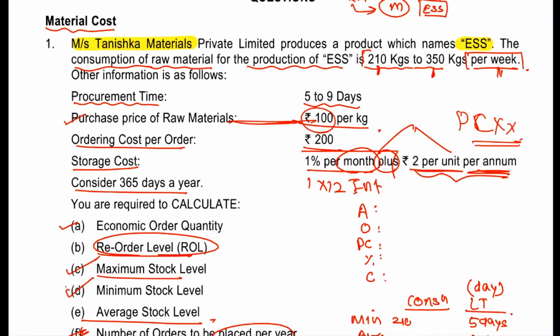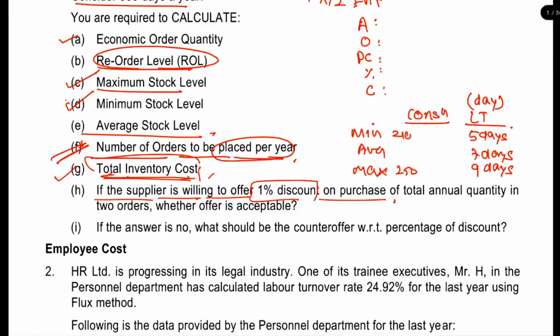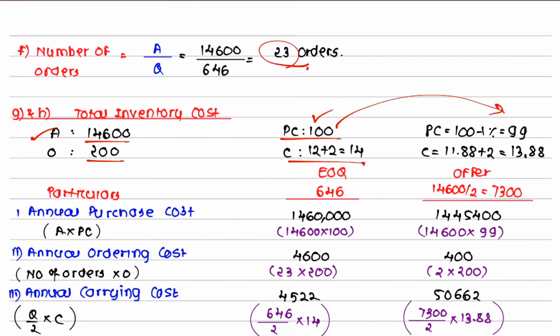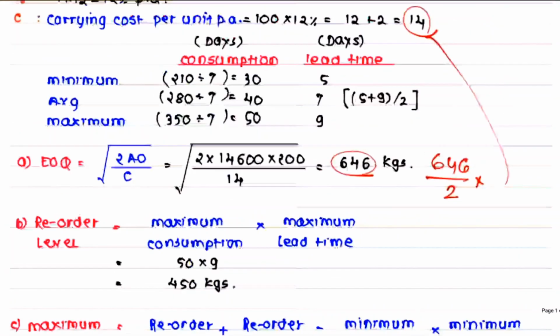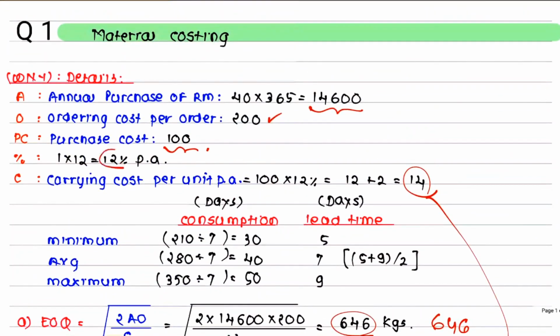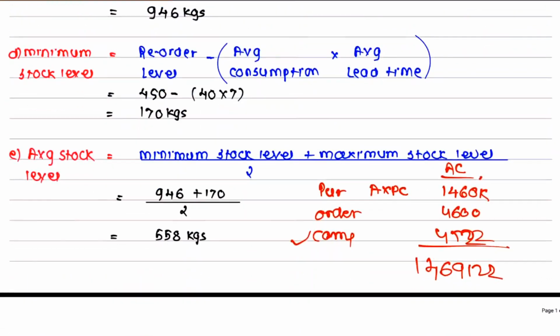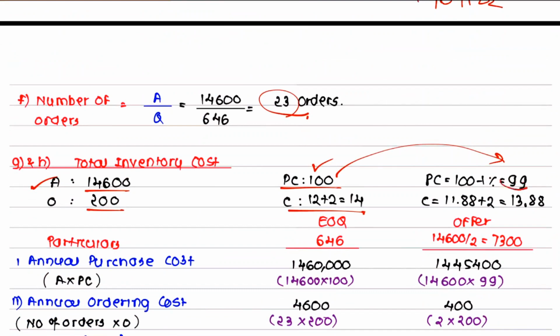So now here two things will change. Your price became 99 from 100, he is giving a 1% discount. So now what will your carrying cost be? The carrying cost percentage is 12%. So 12% of what will we calculate? Of 99. 99 into 12% then plus 2. In the PP into percentage formula, it is PC into percentage, so if PC changes, the carrying cost changes. Do you remember this?